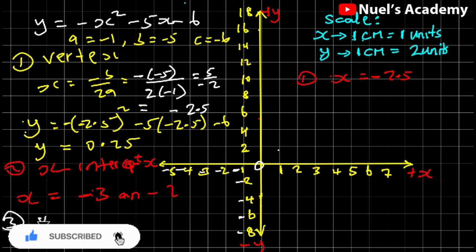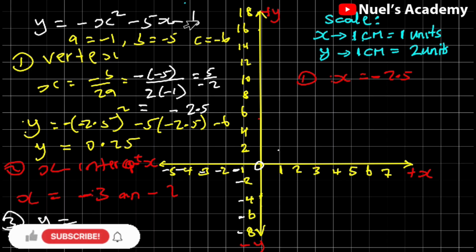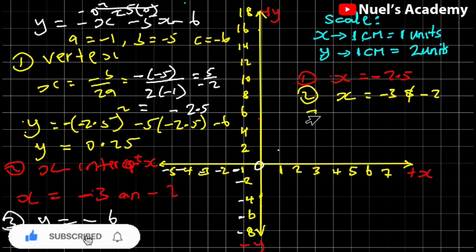Alright, so the third thing we're going to find is the y-intercept. So y is equal to, if you substitute 0 for all the x here, you're going to get that y is equal to -6, because -0 squared minus 5 into 0, all of this is going to give you 0. You will be left with -6. So the y-intercept is equal to -6. Let's just write them out here. The x-intercepts are x is equal to -3 and -2, and then the y-intercept is equal to -6.